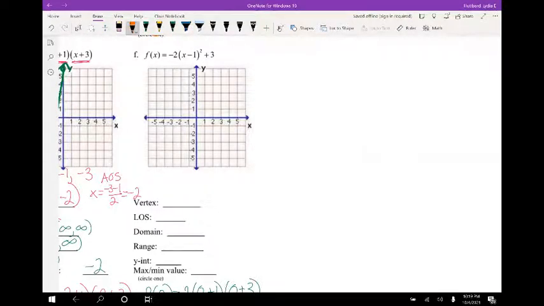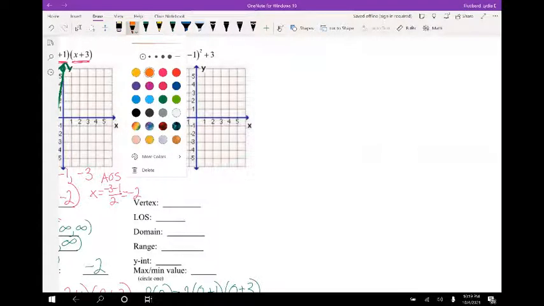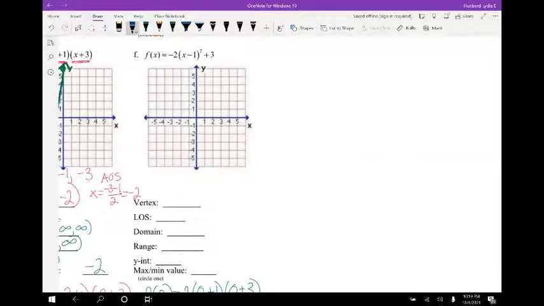So again, this is in that vertex form. So we want to find h, k. So opposite of what's on the inside, so that's going to be a +1. Same as what's on the outside, that'll be a +3. So 1, 3. Again, our line of symmetry will be through that vertex. So x equals 1.